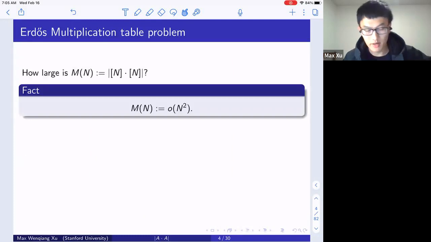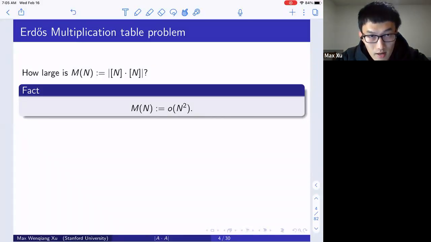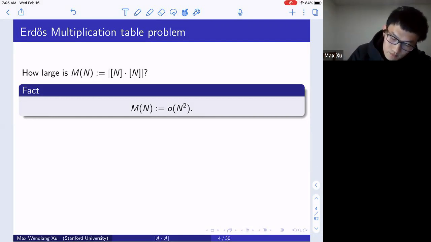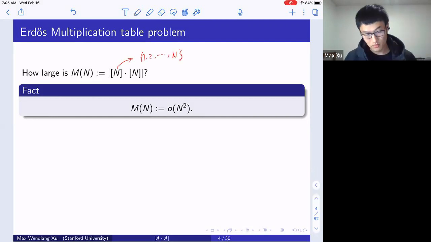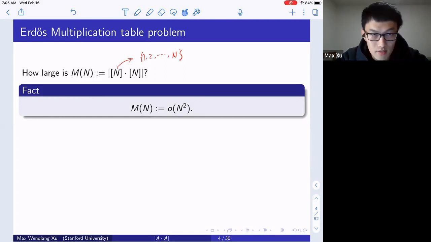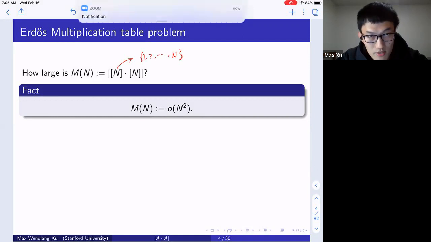So we begin with the Erdős multiplication table problem. The problem asks: if you take the product set of the first n integers, then how large is this product set? This just means 1 up to capital N. The first well-known fact is that M(n) is at most something like half n squared, because the multiplication table is symmetric.